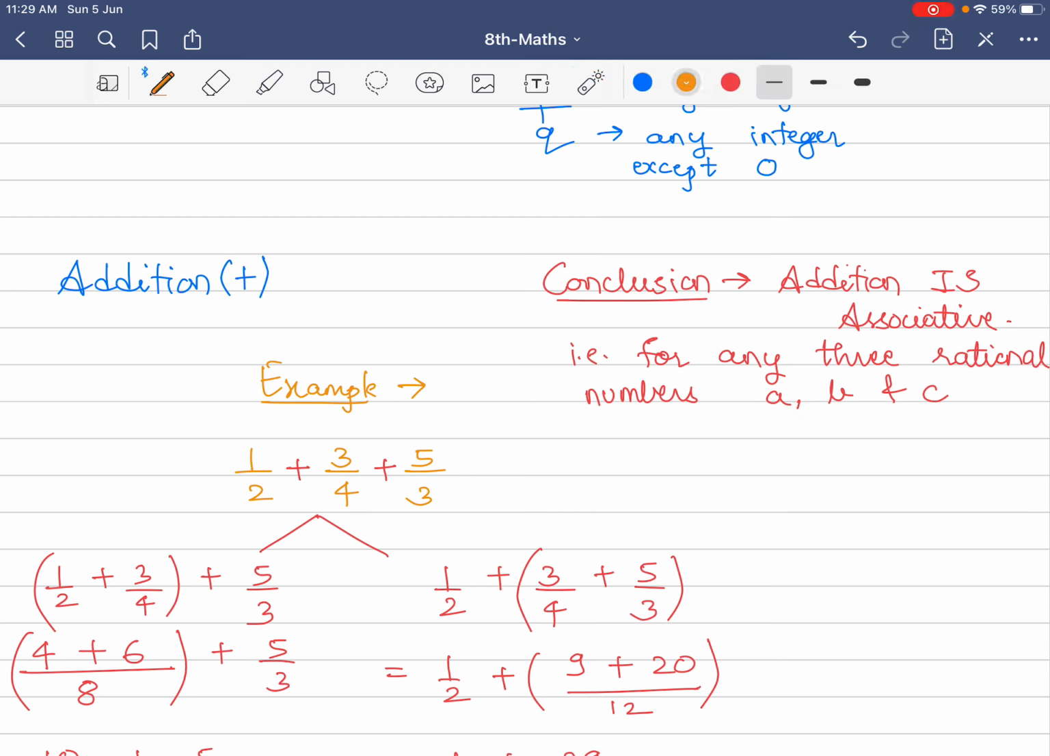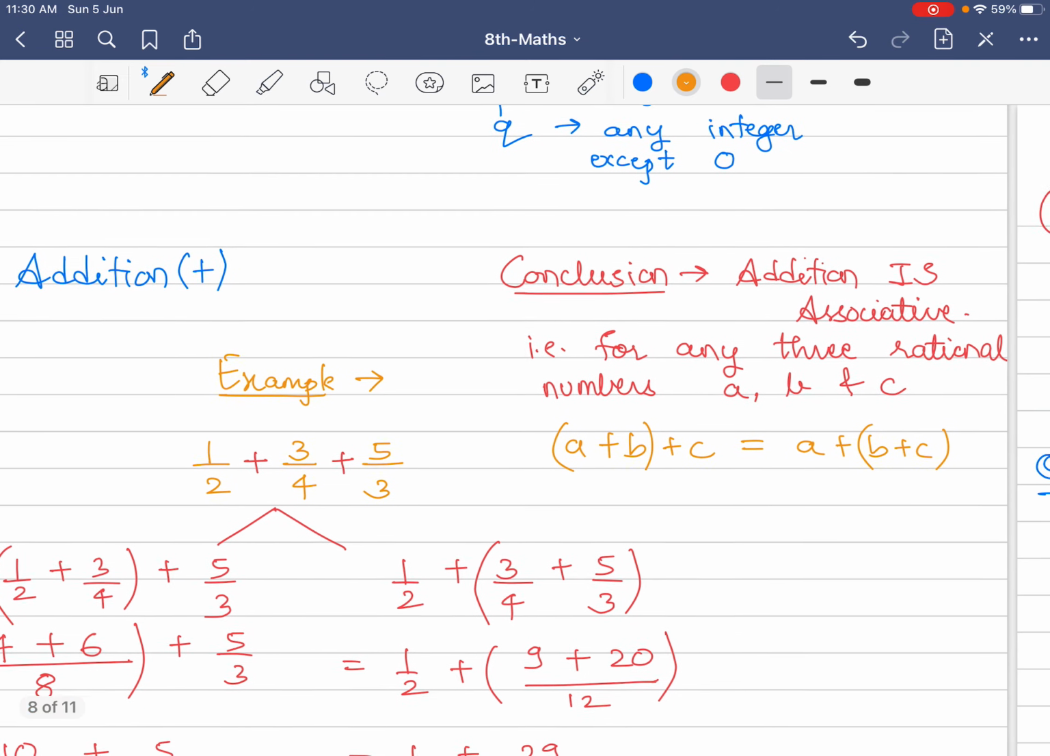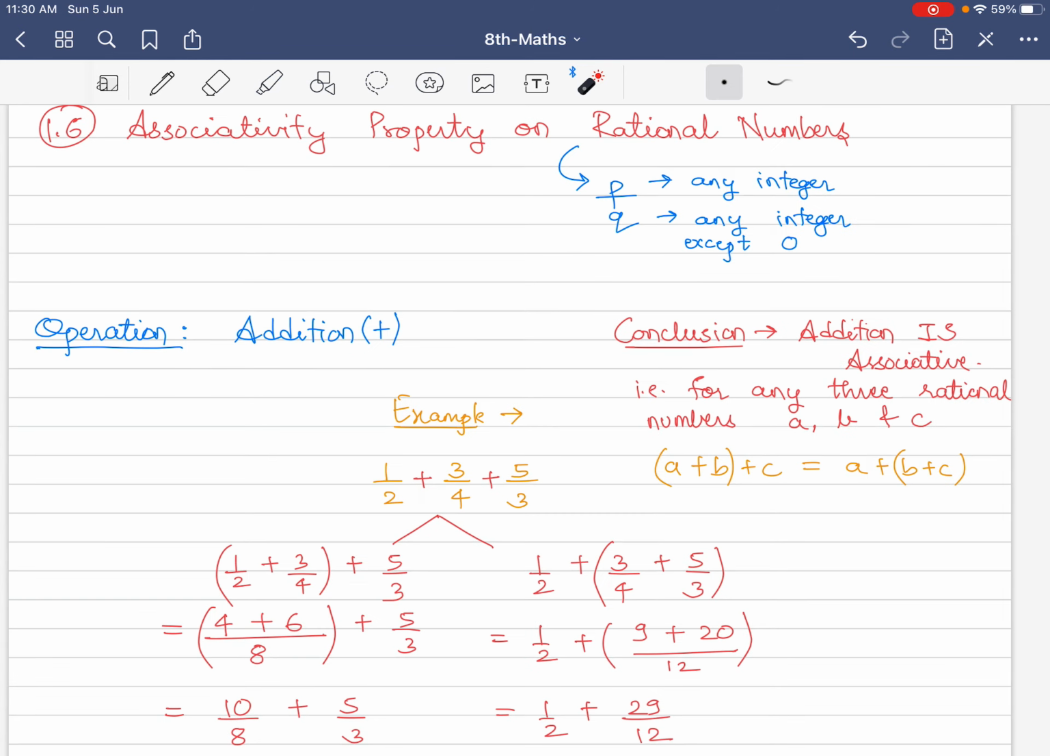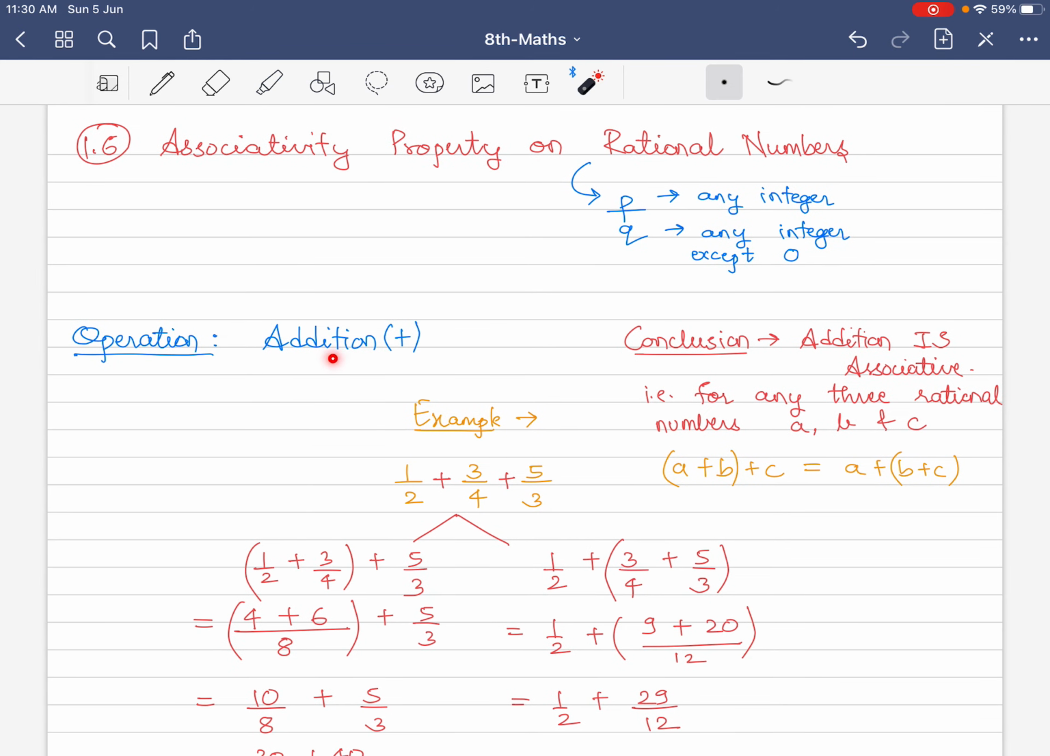For any three rational numbers a, b and c, (a + b) + c, where I associate these two first, is equal to a + (b + c), where I associate these two first. So for any three rational numbers, the way we associate them does not matter. So this was our associative property on rational numbers for the operation addition.